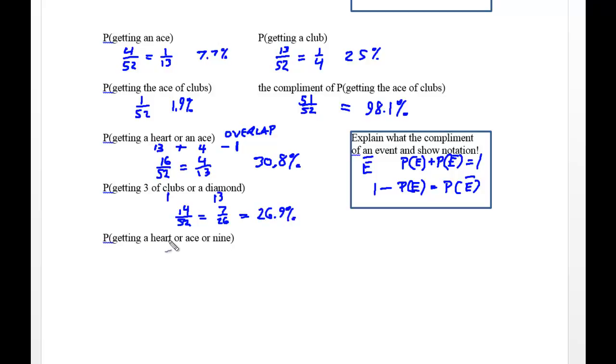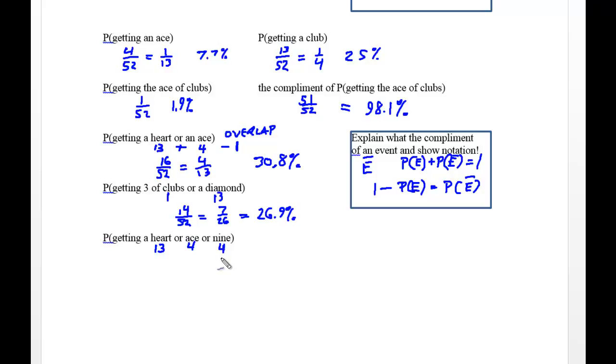Getting a heart, or an ace, or a 9. Now for this problem, you have to think about these types of cards, but really concentrate on the overlap. The probability of getting a heart: there are 13 hearts in a deck of cards, as we talked about up here in getting a club. Now an ace, there are 4 aces in the deck of cards, as we talked about here with getting an ace. Now getting a 9, there are 4 nines in the deck of cards.